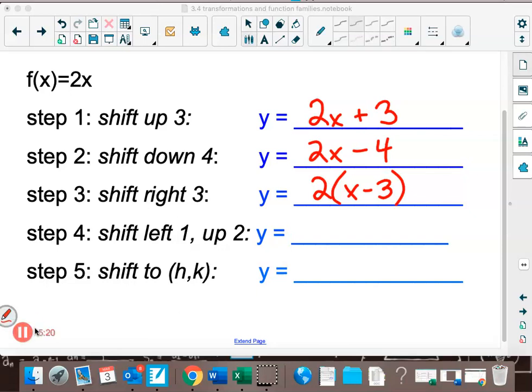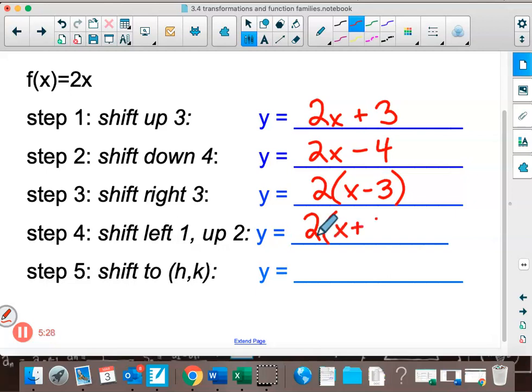All right, so Bhuvan, what did your group come up with? We got 2 parentheses x plus 1, and then plus 2. Did anyone else get the same answer? Yes, well done, and that's correct. To go left 1, you're going to add 1 to the x. And then to go up 2, you're going to add 2 to the y. So y goes normal. Up is positive, down is negative. X is opposite.